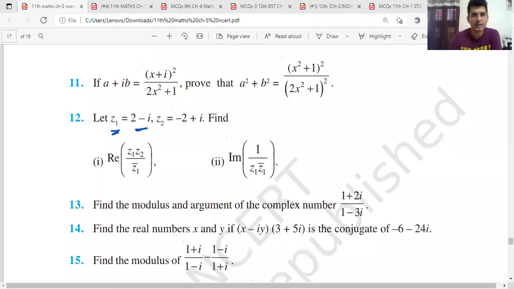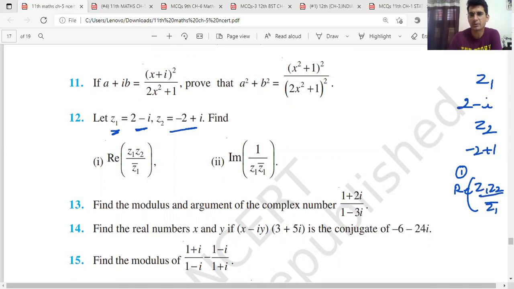Z1 is equal to 2 minus iota and Z2 is equal to minus 2 plus iota. According to the question, Z1 is equal to 2 minus iota and Z2 is equal to minus 2 plus iota. In the first part, we have to find the value of the real part of Z1 Z2 upon Z1 conjugate. In the second part, we have to find the value of the imaginary part of 1 upon Z1 Z1 conjugate. This is the question.